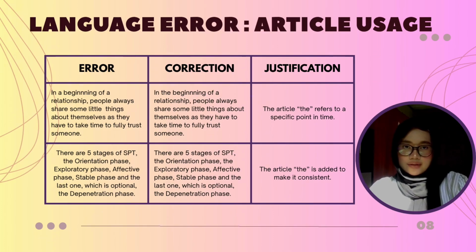Let's look at the article usage error. For the first error, the original sentence used "in a beginning." I corrected this to "in the beginning" because the definite article "the" is required when we are referring to a specific, distinct point in time. In the second error, the original text listed the stages of SPT, but skipped the article "the" before exploratory phrase. I added article "the" right here to maintain grammatical consistency and parallel structure across the entire list.